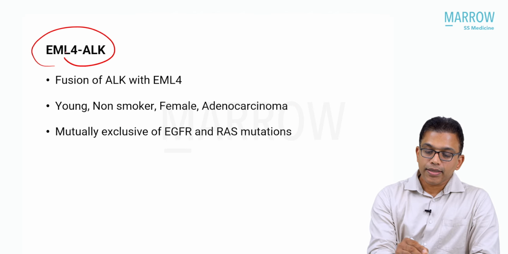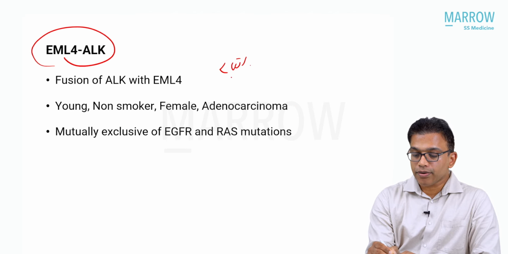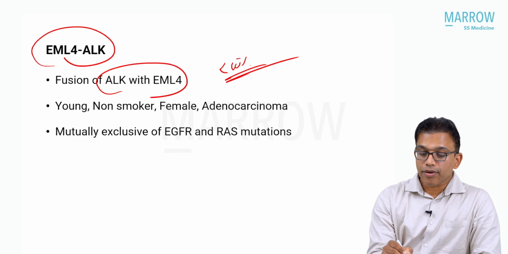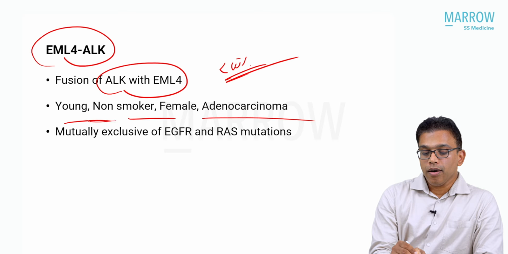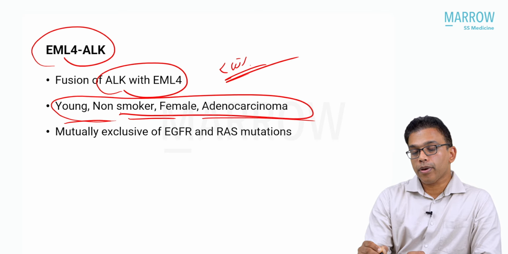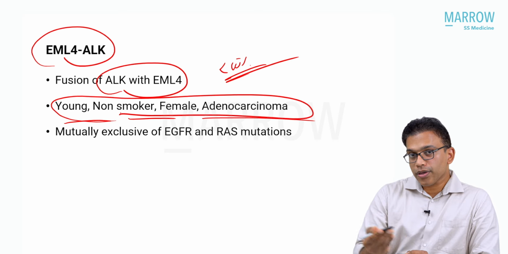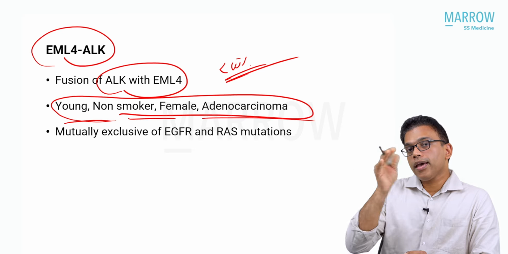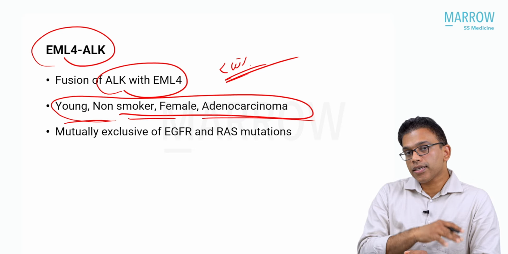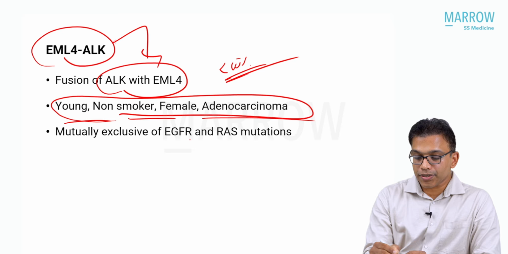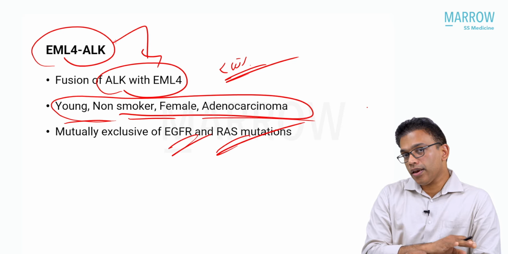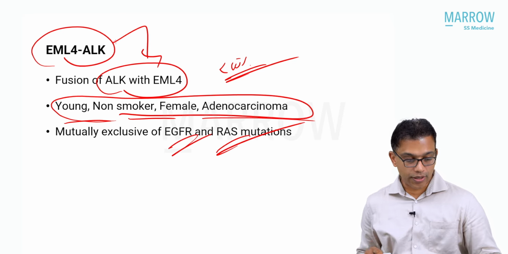EML4 ALK is seen in less than 10% of adenocarcinoma. It is actually a fusion mutation. Young non-smoker female adenocarcinoma is more or less the same population pattern where EGFR positivity is also noted. So again, females and non-smokers have a higher chance of having these kinds of mutations. But if this mutation is present, EGFR and RAS mutations will not be present because they are mutually exclusive.